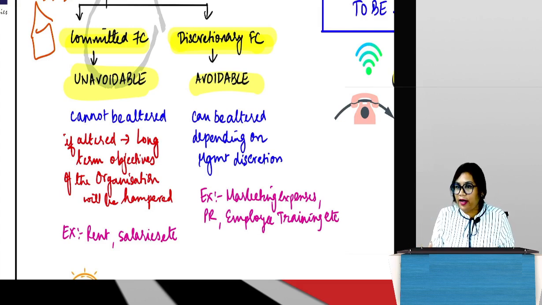But now what have I done? I have decreased it. Is it going to impact my business operations? No, it's not going to impact my business operations. So this cost is fixed in nature, yet it is avoidable. And how is it avoidable? It is avoidable at my discretion. Who am I? I am the CEO or the management. So if they take a call to avoid it, they can avoid it.